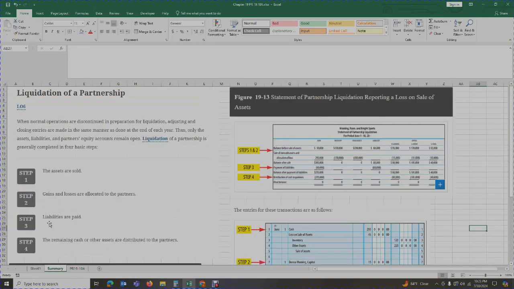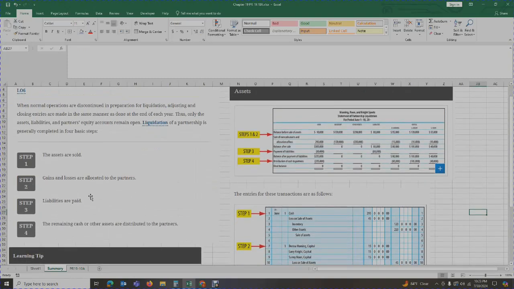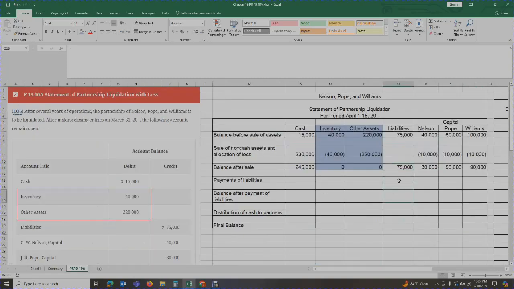Okay. Now we're going to go to step 3. Step 3 is liabilities are paid. With the money that we received from the sale of our assets, we're going to pay off our creditors, any debt that we have. How much debt do we have? We have liabilities of $75,000. So I'm going to clear out my liabilities by making a payment of $75,000.